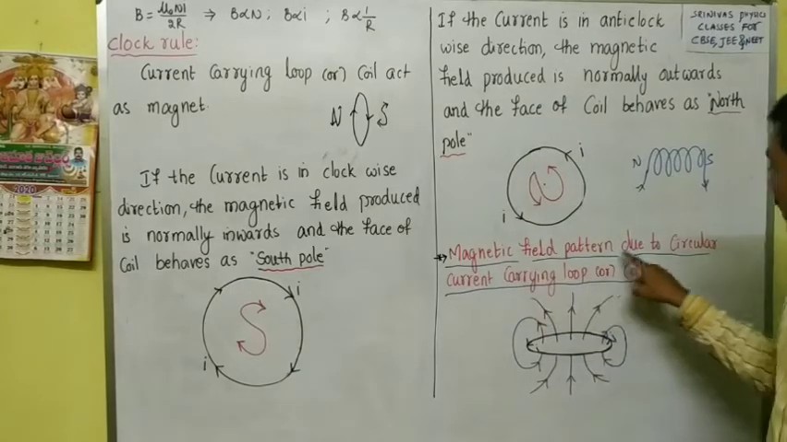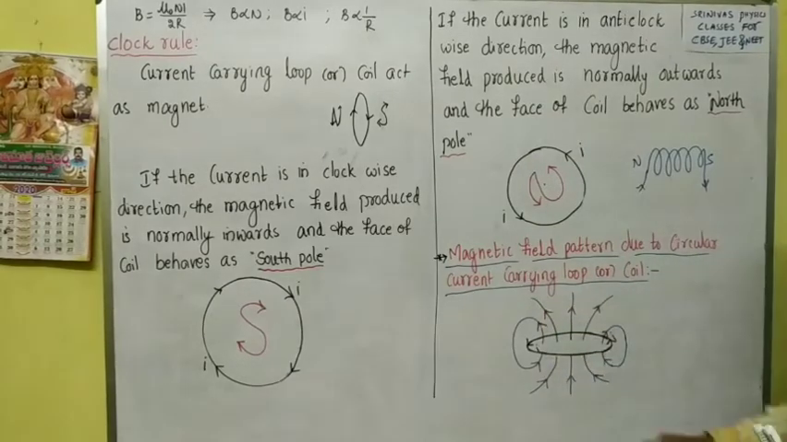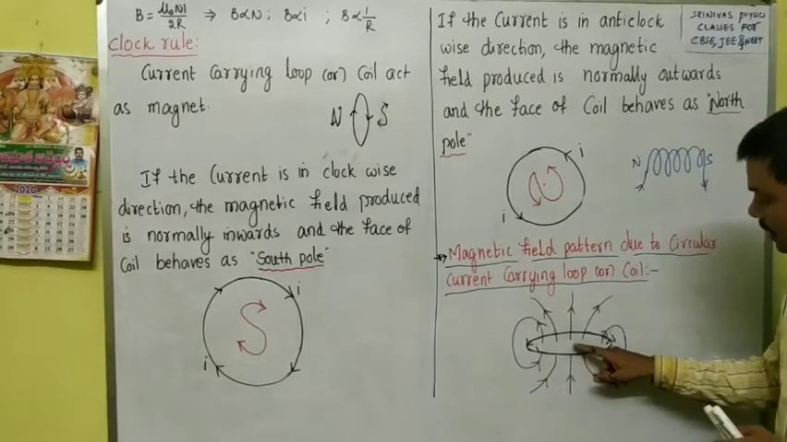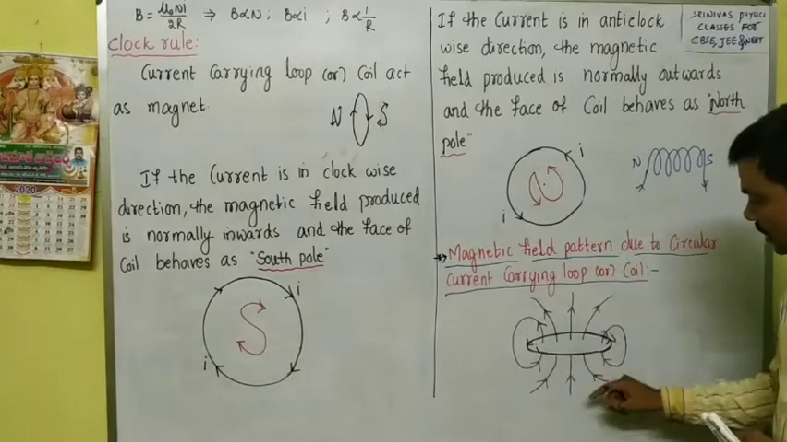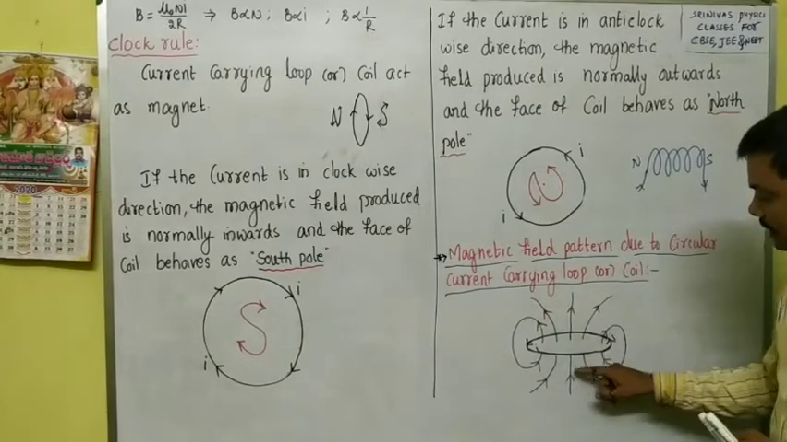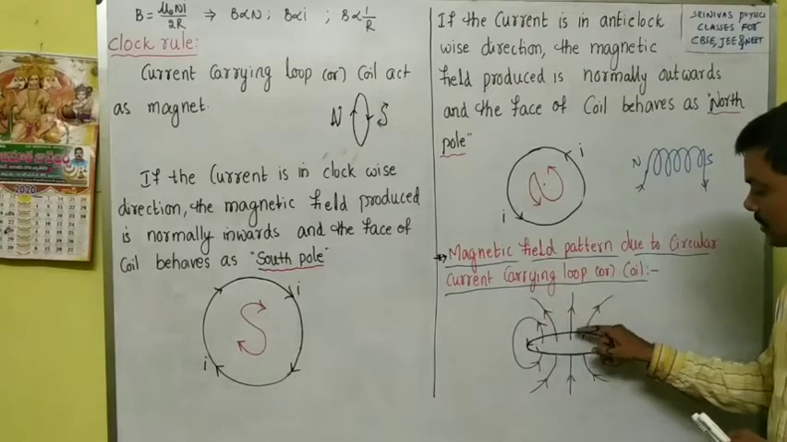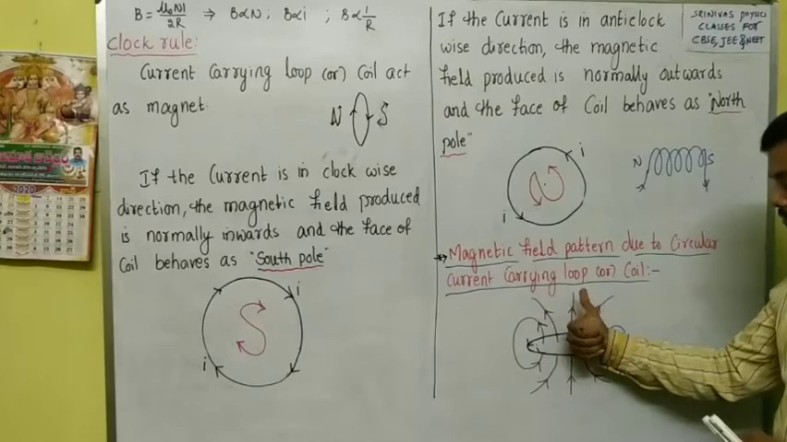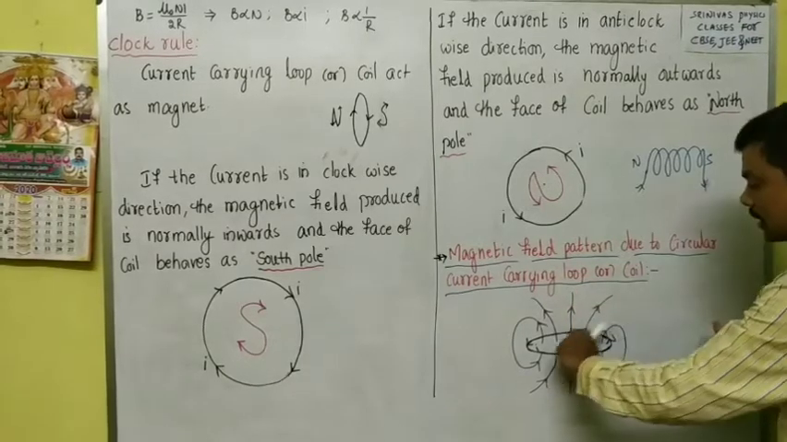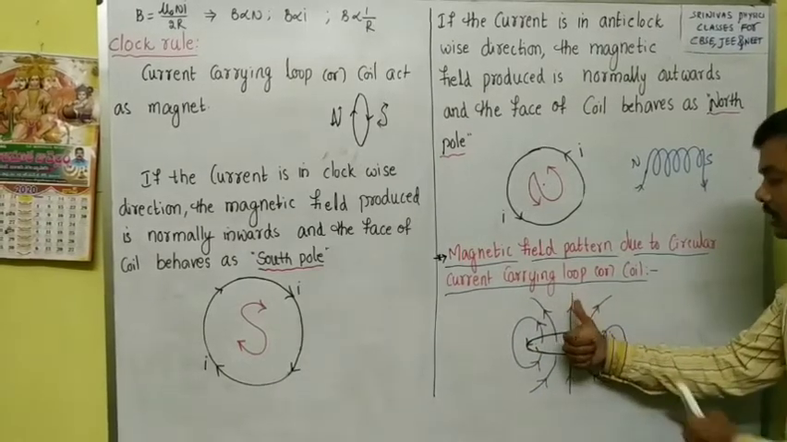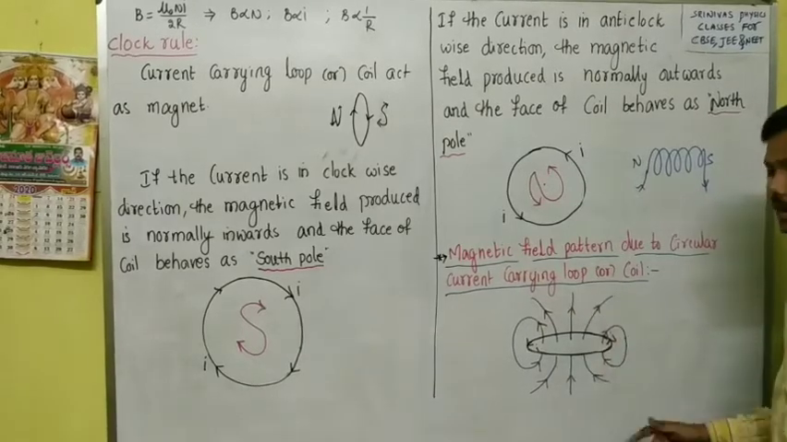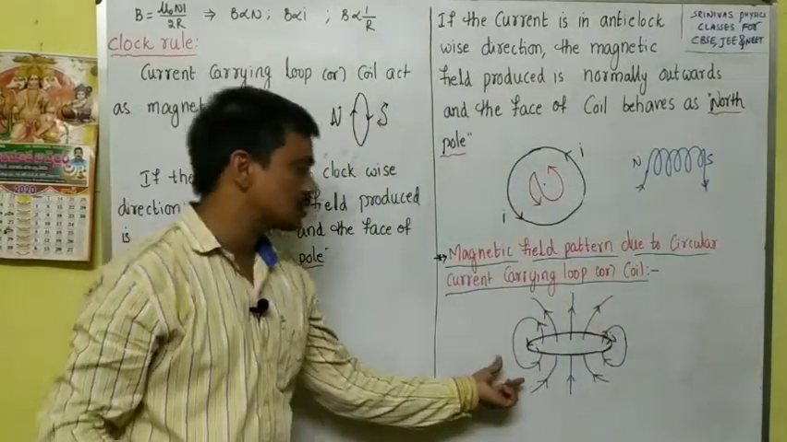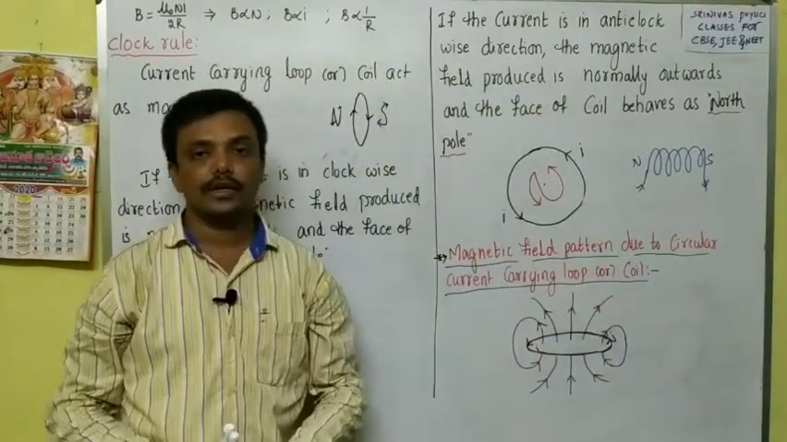And the magnetic field pattern due to a circular current carrying loop: how the field lines are. Look here, this is the pattern. The field lines will be like this. The upper face will act as north, so the field is upward. This is the current carrying coil, the field is upward, that's why all the arrow marks are in the upward direction. This is the magnetic field pattern due to a current carrying loop. In a 1 mark question they may ask you to draw the field lines.